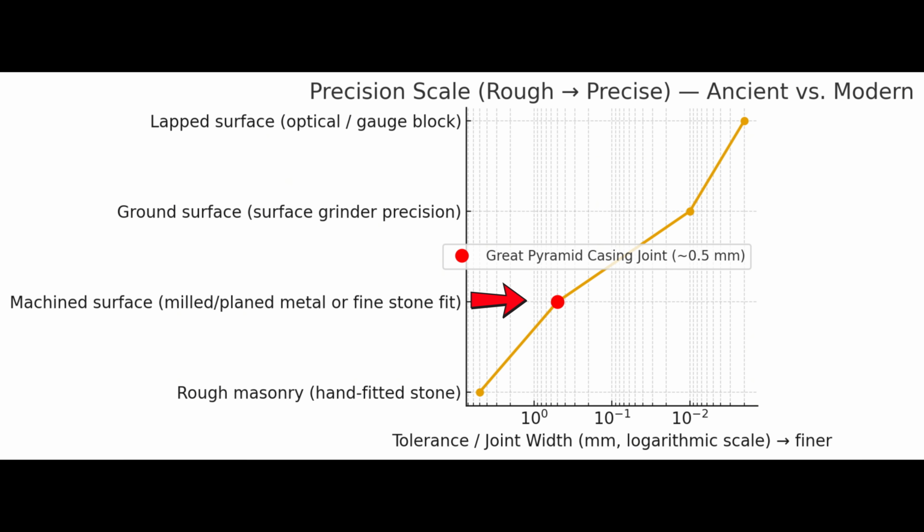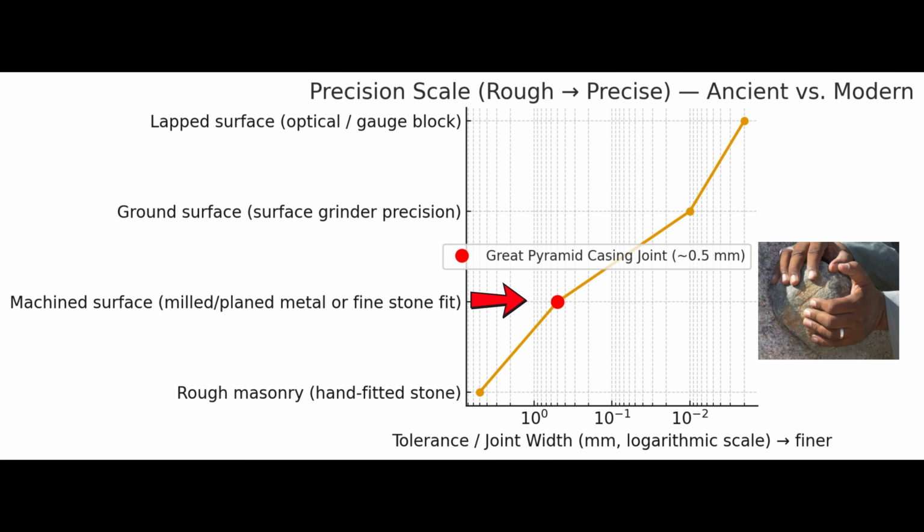Next comes the machined range, where tolerances drop below a millimeter. This is the realm of finely planed metal surfaces, where, in the case of ancient Egypt, the incredibly tight joints between the Great Pyramid's casing stones, which Flinders Petrie measured at around half a millimeter wide, fall. That's fantastic for that time. Yet this level of accuracy was achieved thousands of years ago, using a clever method I will explain in a bit, and no, they didn't use a pounding stone to get them that flat.